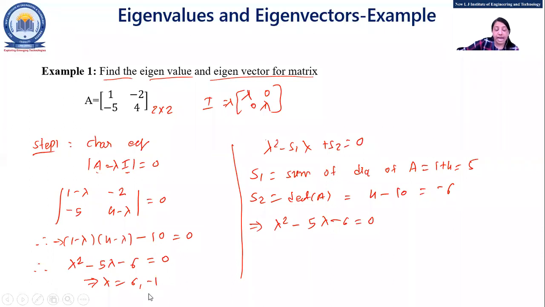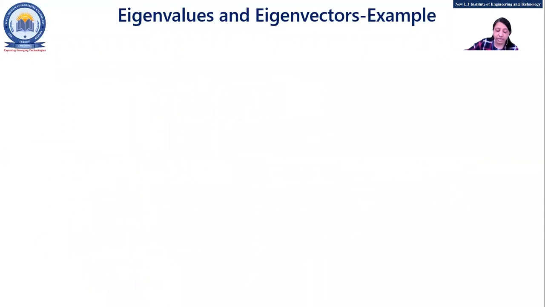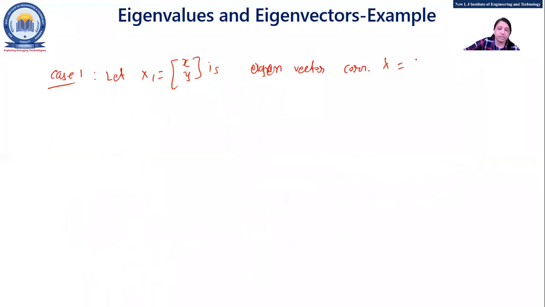So we will find an eigenvector for each one, because for whatever lambda values there are, that many eigenvectors you will have. So we'll write in which way? Case 1. Let us assume that x1 = (x, y) is an eigenvector corresponding to lambda equal to 6. That means if lambda equals 6, we will have an eigenvector.